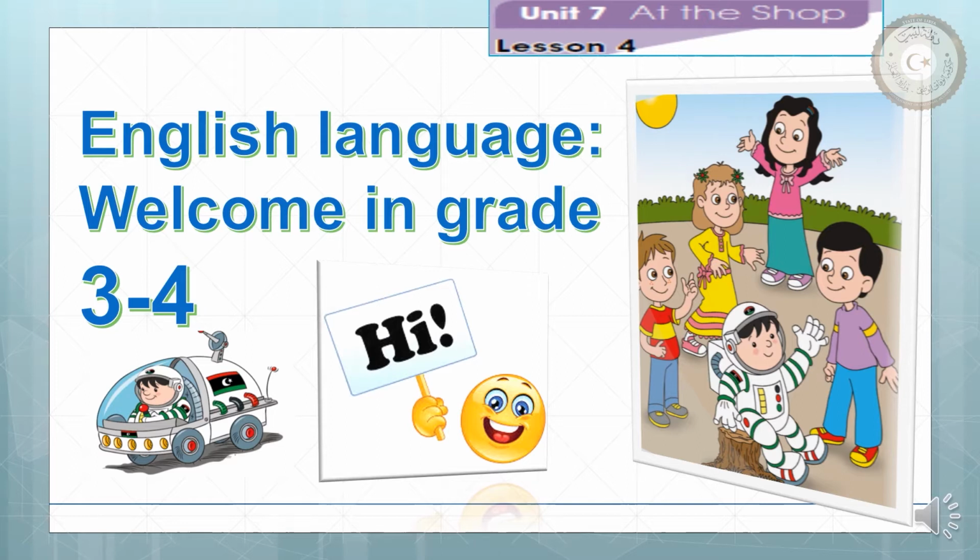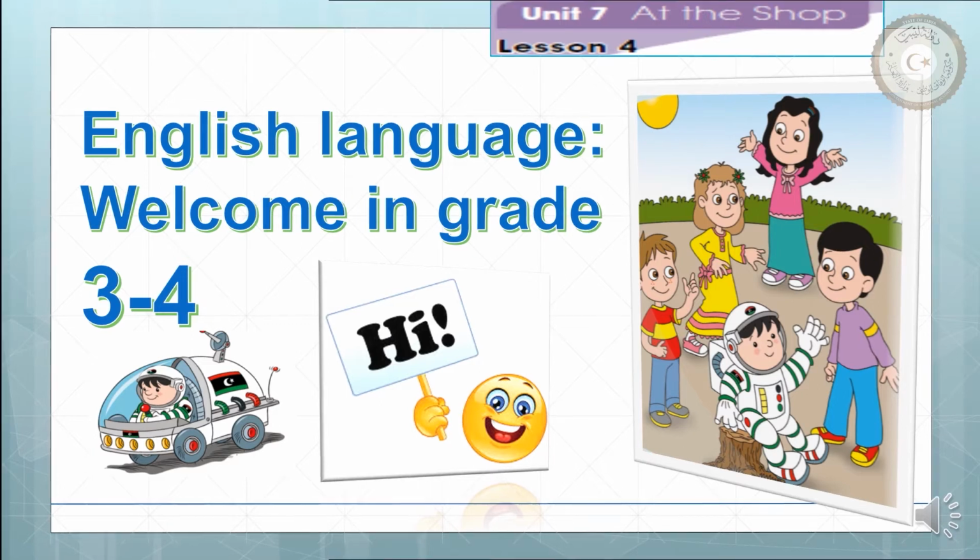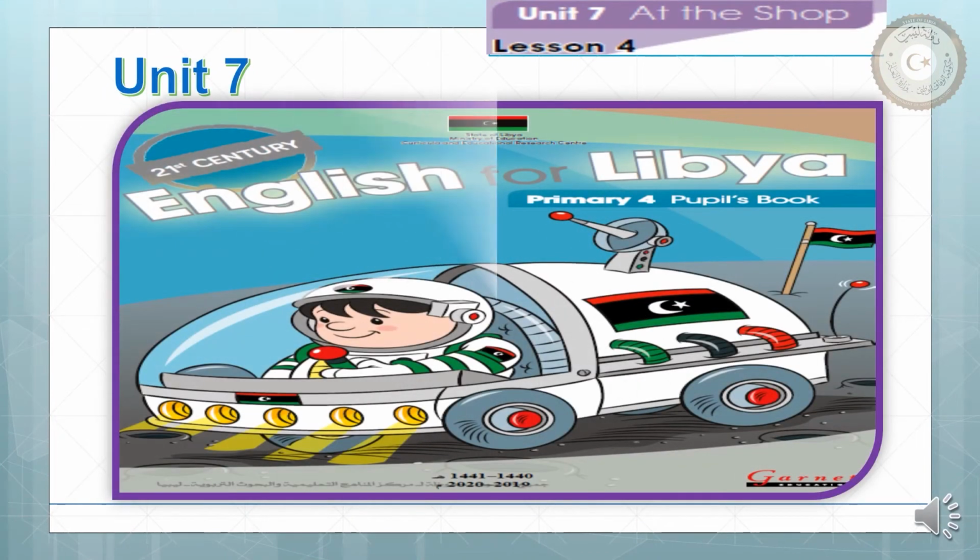Okay, we are still in Unit 7, Lesson 4 with another topic. Let us start checking up your course books. Now let us check up the books for primary 4, the pupil's book and the activity book. Today we will start with Unit 7.